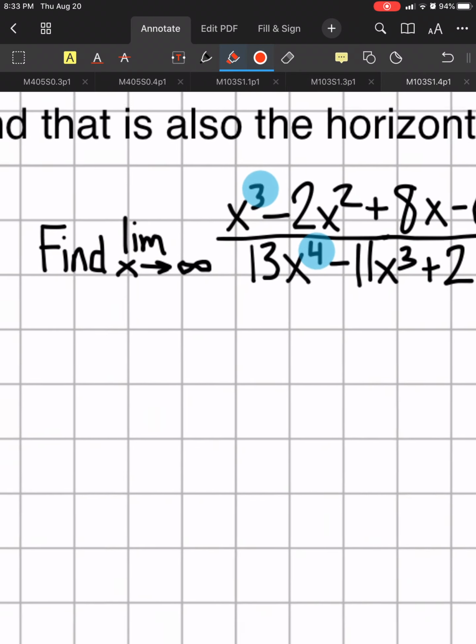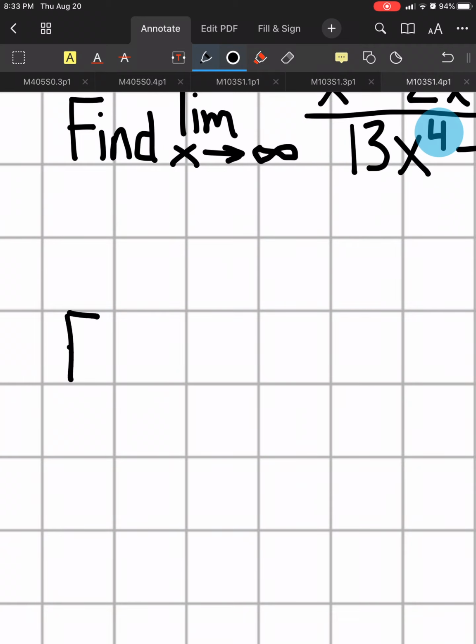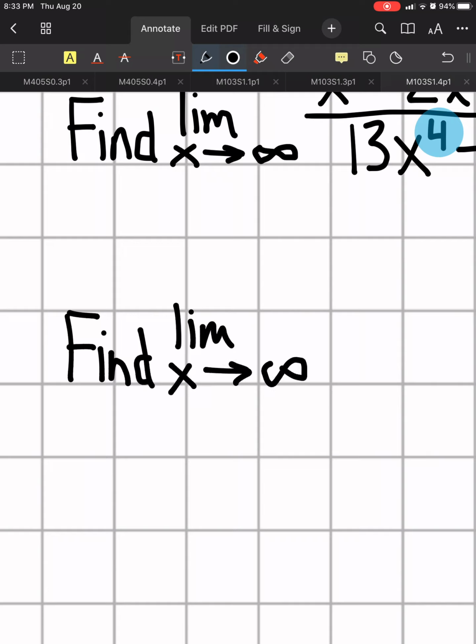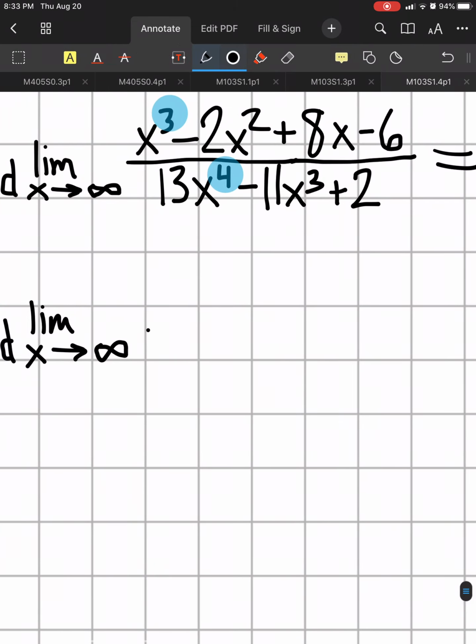I'll do 3 different highlighter colors here. Our next one, let me go down one more line here. We'll find the limit as x goes to infinity. And again, I'm going to make all these look awful. But just because they look awful doesn't mean that they're going to be any harder than one that looks simple. I'm just getting you in the practice of realizing that it doesn't really matter much what's going on except on these first terms.